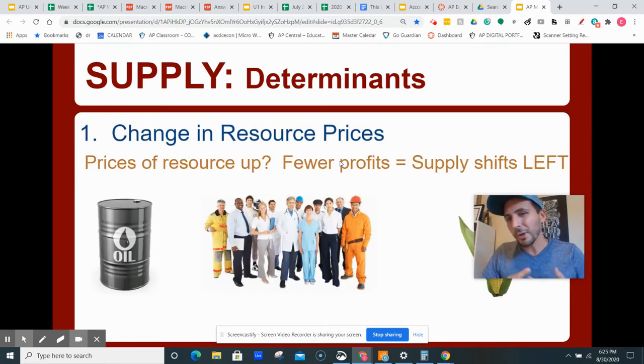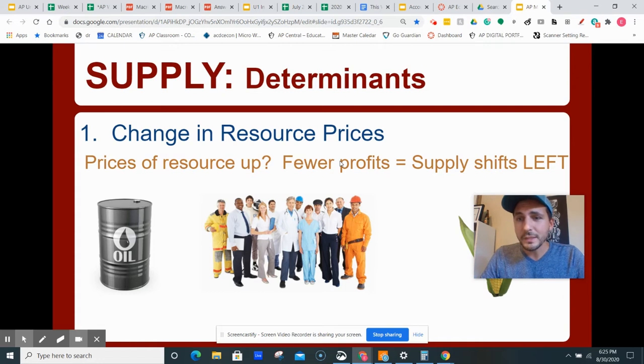Okay, shifter number one, and probably the most important one, the one we talk about the most, and you'll see on AP exams the most, the change in the resource price. Remember, any sort of input or resource has to be used, resources have to be combined to produce a good. So if the price of the resource I'm using increases, well, then I'm going to supply less. And if the price of the resource I'm using decreases, well, then I'm going to supply more. Remember, it's that cost principle we were just talking about. If costs are going up, supply shifts left. If costs are going down, supply shifts right.